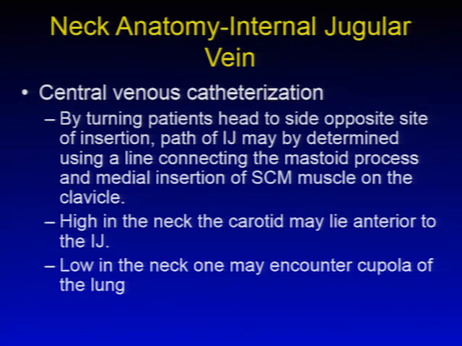The insertion site of the needle is at the angle created by the two heads of the sternocleidomastoid, and the needle is advanced towards the ipsilateral nipple. If insertion is performed higher in the neck, the carotid artery may lie anterior to the internal jugular vein and may be inadvertently punctured. If the needle is inserted too low in the neck, one may encounter the cupula of the lung and potentially cause a pneumothorax.